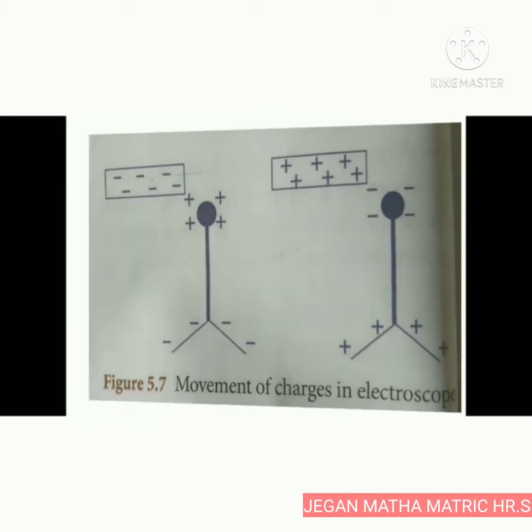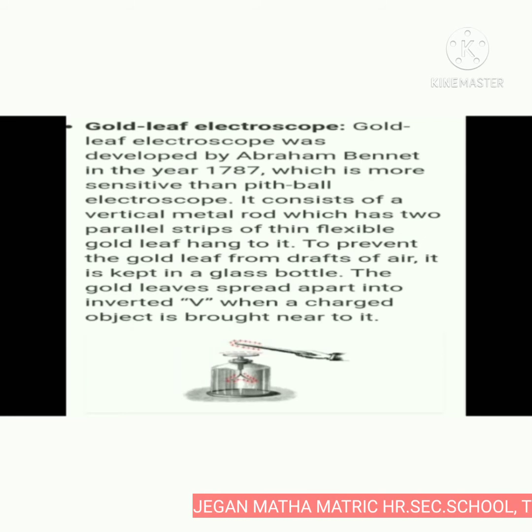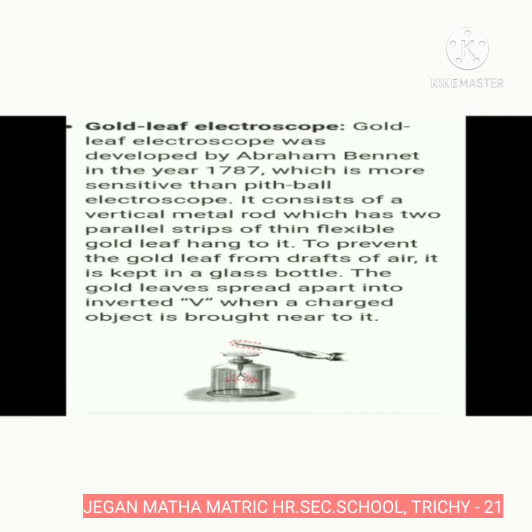Next, gold leaf electroscope. The gold leaf electroscope was developed in 1787 by a British scientist named Abraham Bennett, which is more sensitive than the pitch ball electroscope. Gold and silver are used in electroscopes because they are the best conductors of electric current.